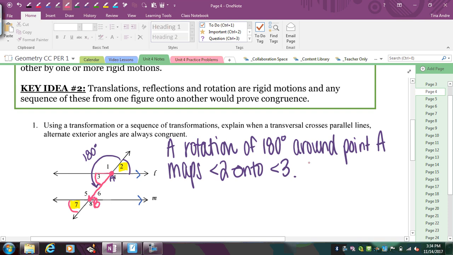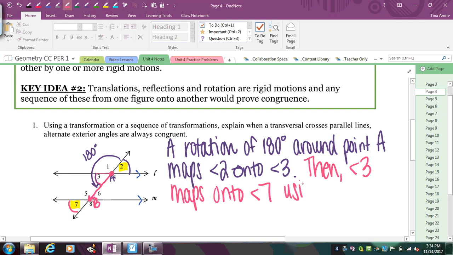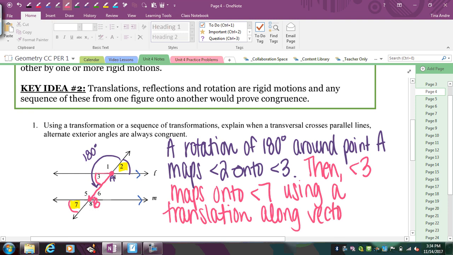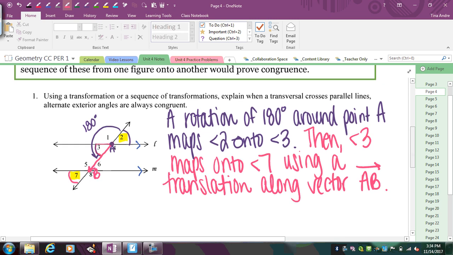So now I'm going to mention that. Angle 3 maps onto angle 7 using a translation. And remember, when we talk about translation, we have to state the vector, so the direction and the distance. In this case, I don't have any numbers to work with, so I'm just going to say along this vector AB that I've sketched in there. So angle 3 maps onto angle 7 using a translation along vector AB. And since that takes angle 2 onto angle 3, and then angle 3 becomes angle 7, that's showing that angle 2 is really mapping onto angle 7.